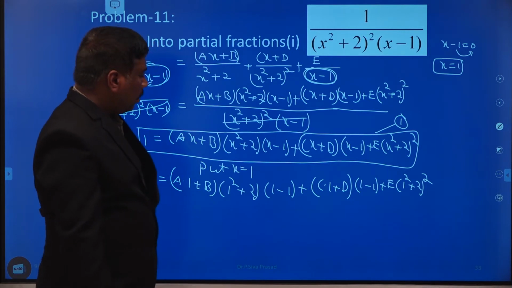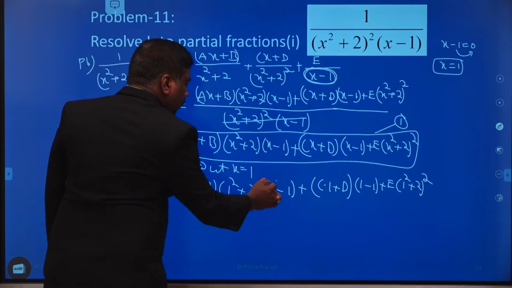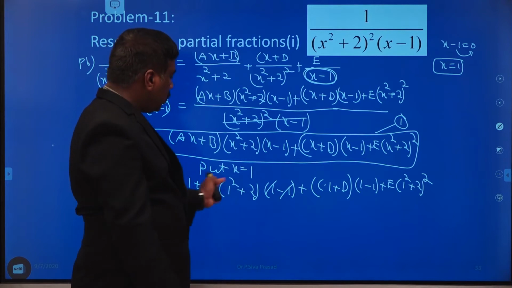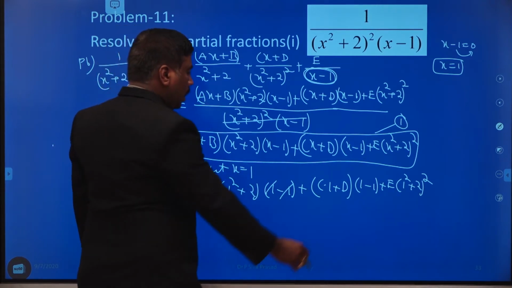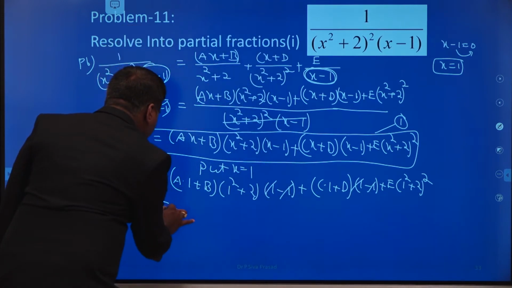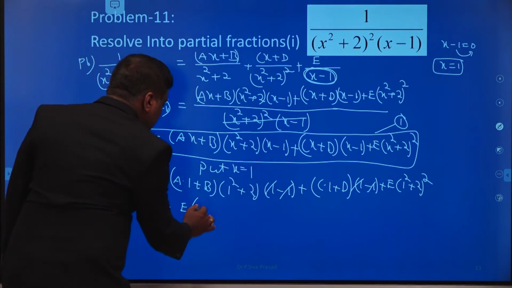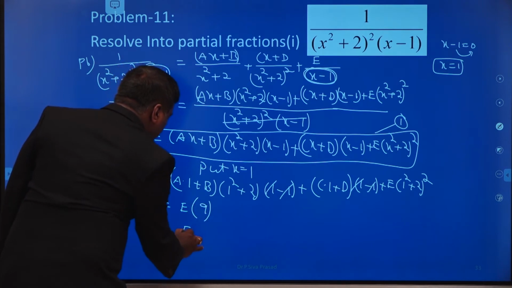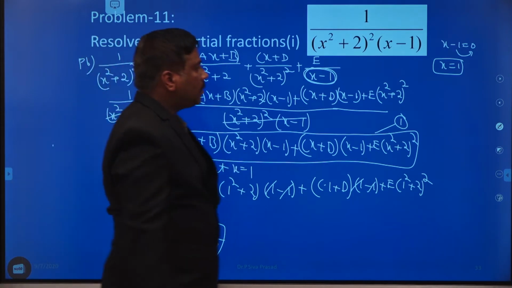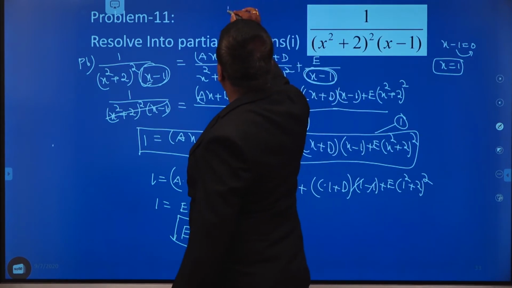Here, in place of x, simply replace x by 1. Now 1 minus 1 is 0, so automatically 0 into the remaining factor is also 0. Here also 1 minus 1 is 0, so the remaining factor is also 0. Then the left hand side 1 is equal to e into (1 square plus 2), which is 3, and 3 square is 9. Therefore, the value of e is 1 by 9. When we substitute x equal to 1, we get e equal to 1 by 9. Here I write e equals 1 by 9.